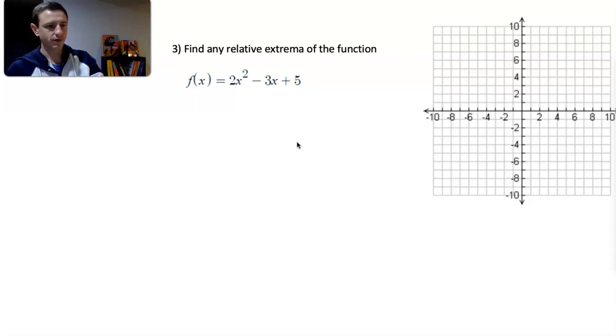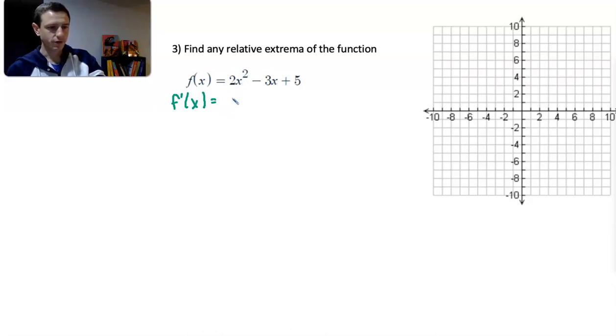In this example, we want to find any relative extrema of the function f of x equals 2x squared minus 3x plus 5, and then we'll throw it onto a graph. So first thing we want to do is take the derivative of the function, because what we're going to end up doing is determining those critical values. In order to determine critical values, we need to know the derivative.